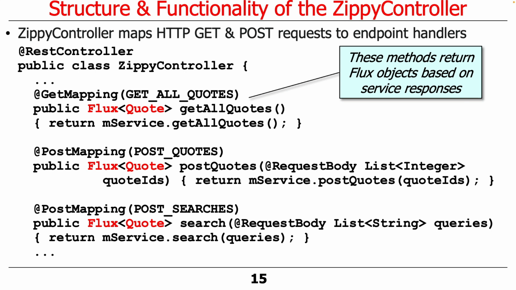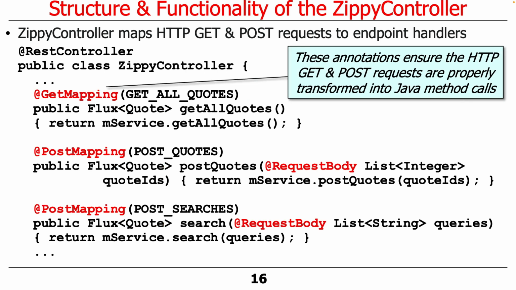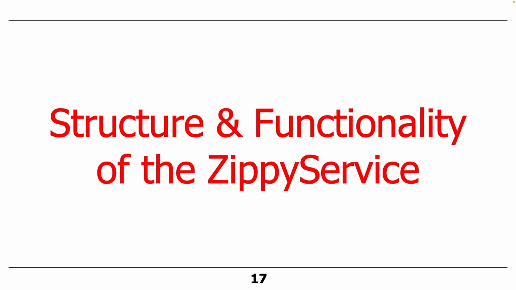Everything returns a Flux. That's a little different from what we looked at last time, when everything returned a list. We'll talk more about that in just a moment. We use the GetMapping and PostMapping annotations along with the other annotations like RequestBody. This is all very similar to what we had before, just using Fluxes, not lists.